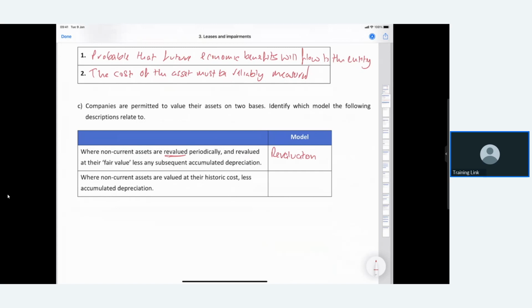The next one then, where non-current assets are valued at their historic cost less accumulated depreciation. So the classic method that you've probably seen throughout your studies so far, and that is the cost model. Okay, so literally just valued at the original cost less accumulated depreciation.